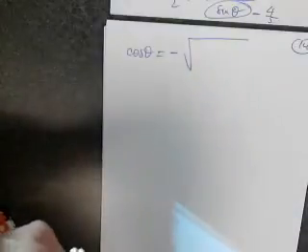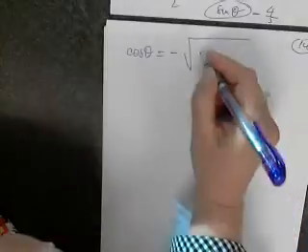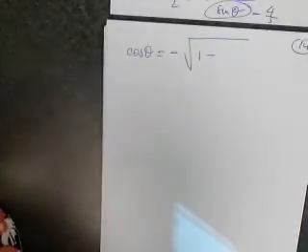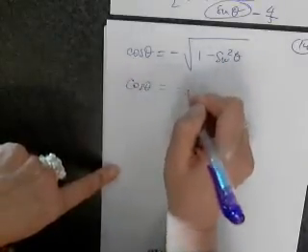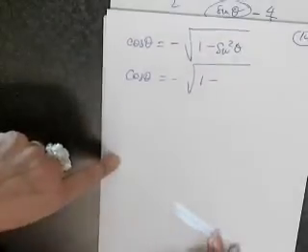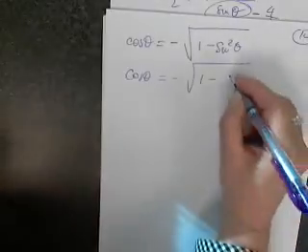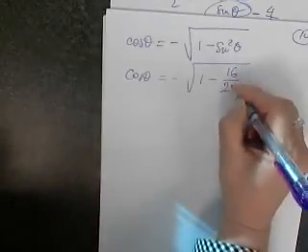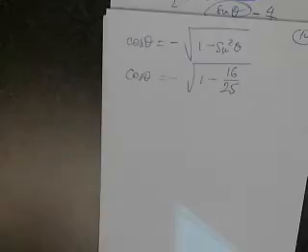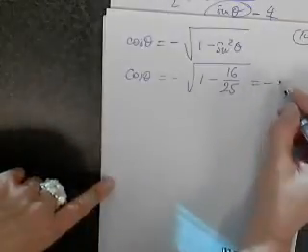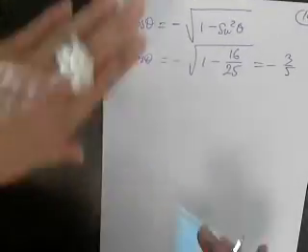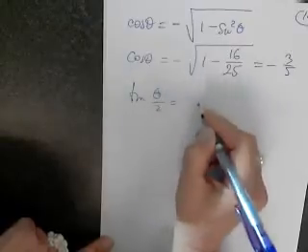The formula is 1 minus, it's the first identity, sine squared. So then cosine theta equals negative the square root of 1 minus, and I have to square negative 4/5. When I square negative 4/5, I get positive 16/25. I subtract, 25 minus 16 is 9. So this is negative 3/5. I have everything I need to determine tangent theta over 2.